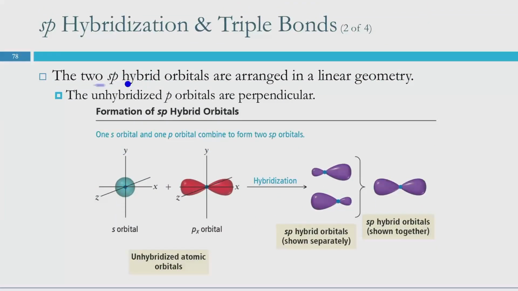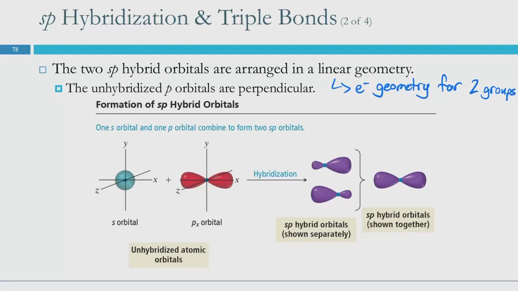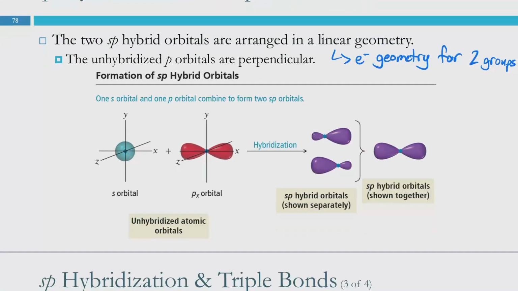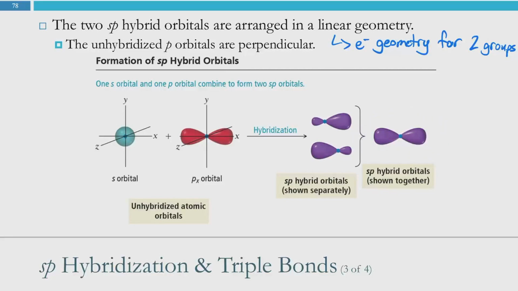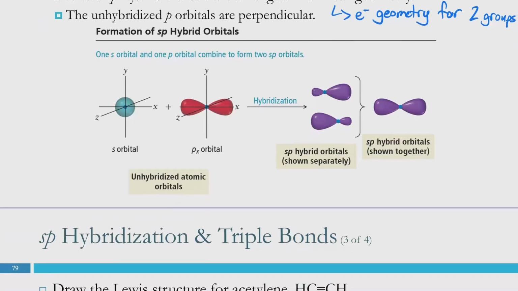The two sp hybrid orbitals are arranged in linear geometry. This is our electron geometry for two groups. So we've got two hybrid orbitals, two groups, it's linear geometry. So they would look something like this. It just looks like a peanut-shaped orbital, but there's one that's sticking out to the left, there's one that's sticking out to the right, and then we're just not showing the small tail because it's overlapped when they're together.